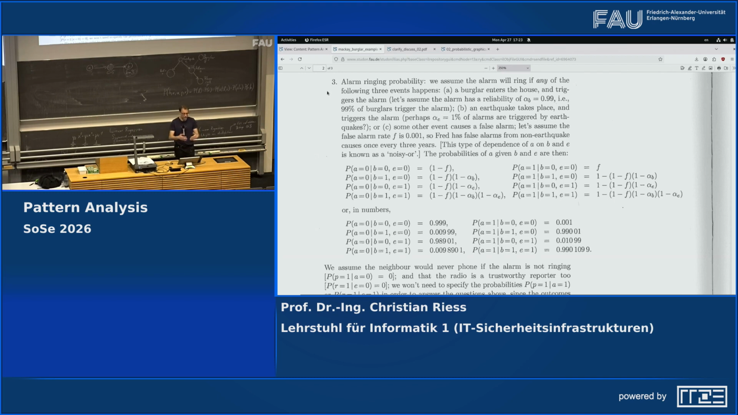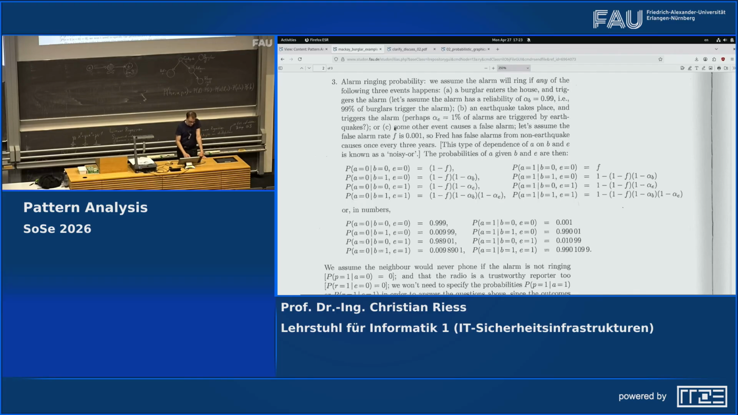So then let's talk about the probability that the alarm rings. So we assume the alarm will ring if any of the following three events happens. First, a burglar enters the house. This is the whole purpose of the alarm. And we have a 99%, let's say, reliability that if there's a burglar, it triggers the alarm. Second possibility, an earthquake takes place and triggers the alarm. So here's an assumption that 1% of alarms, alpha E, are triggered by earthquakes.